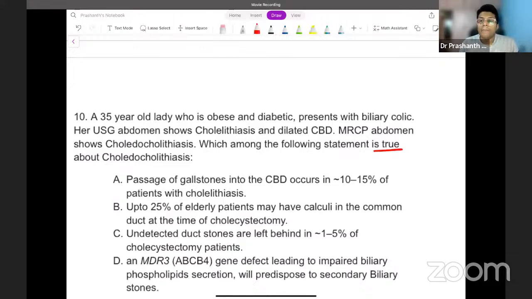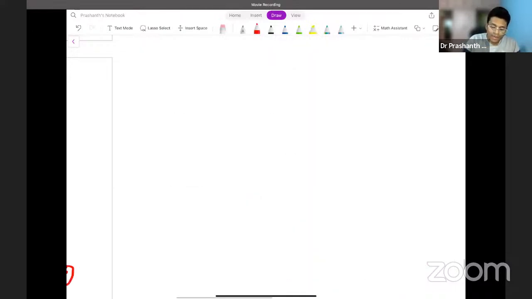A. Passage of gallstones into CBD occurs in 10 to 15% of patients with cholelithiasis, which is true. Up to 25% of elderly patients may have calculi in the CBD at the time of cholecystectomy. As we age, the chances of having choledocholithiasis become higher, and many times they're also asymptomatic. Third, undetected duct stones are left behind in a small percentage of patients at cholecystectomy, around 1 to 5%, which again is true. MDR3 gene defect leads to impaired biliary phospholipid secretion, may predispose to secondary biliary stones, is false.